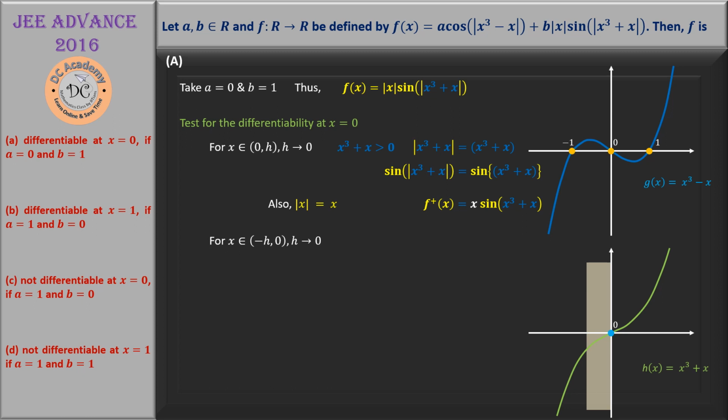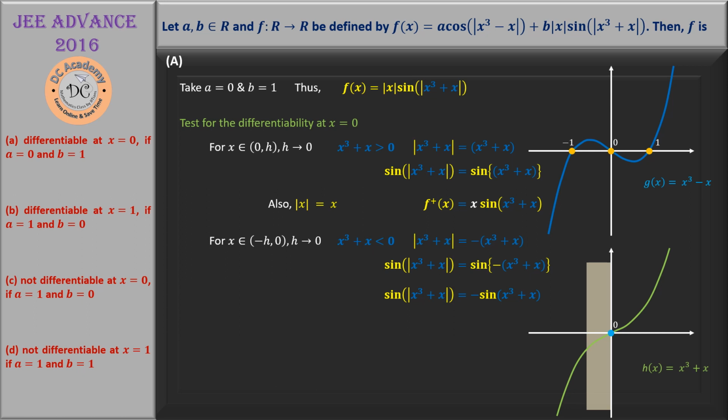Now we consider the region where x belongs to (minus h, 0), right? So in this particular region, x cube plus x is less than 0. Hence, we'll say that mod of x cube plus x is equal to minus of x cube plus x, which has a minus sign. If I apply the sine on both sides, we get sine of minus of x cube plus x. And we know that sine of minus theta is equal to minus of sine theta. So therefore, it will be equivalent to minus of sine of x cube plus x.